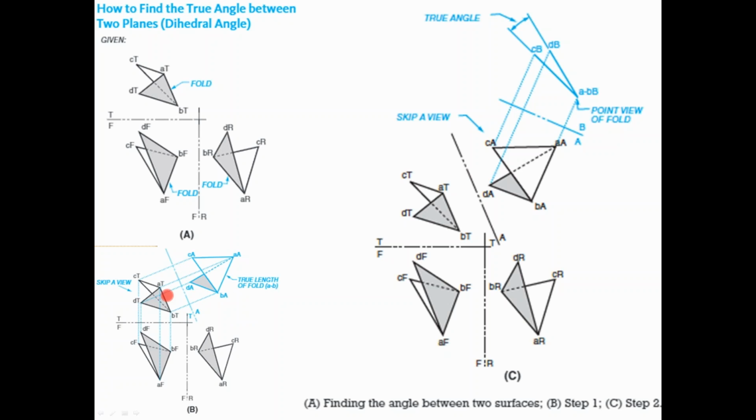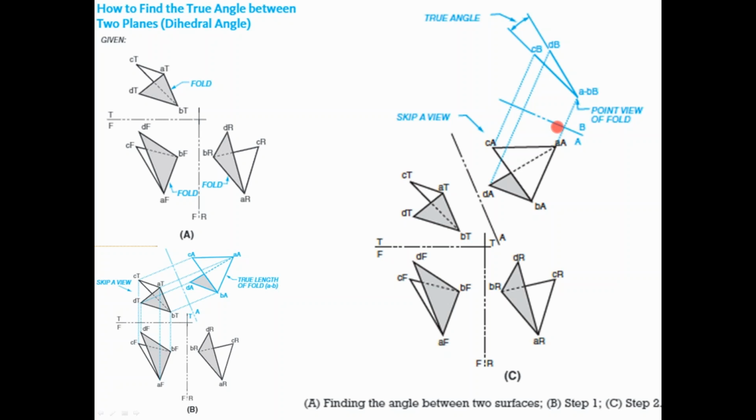AB. So the true length here is the true length here, because whenever you draw a line that is parallel to this fold line, this line will always be the true length. Once you have the true length, from this view you're going to draw the secondary auxiliary view, where you get the H view, and then get the true angles.